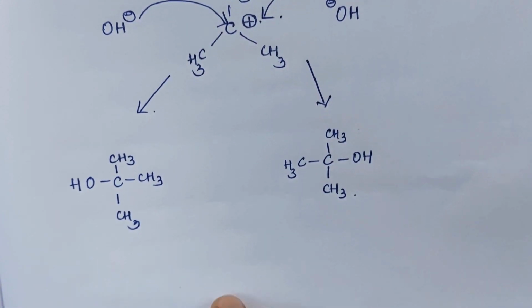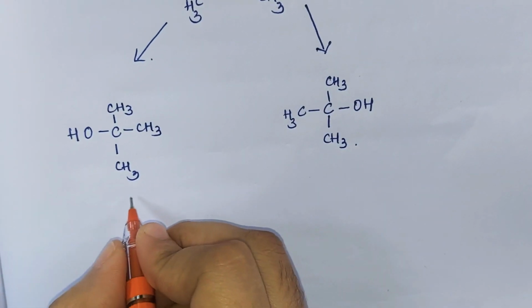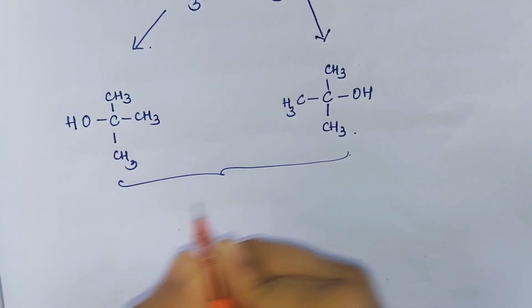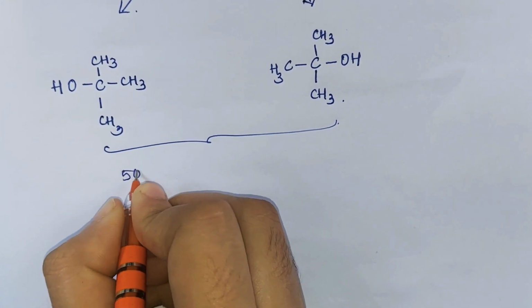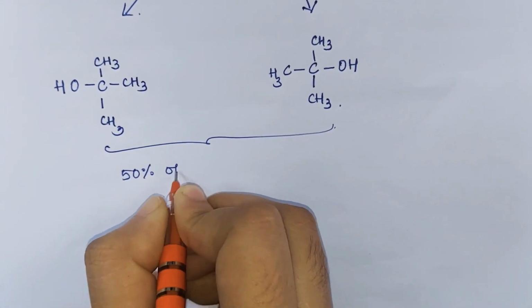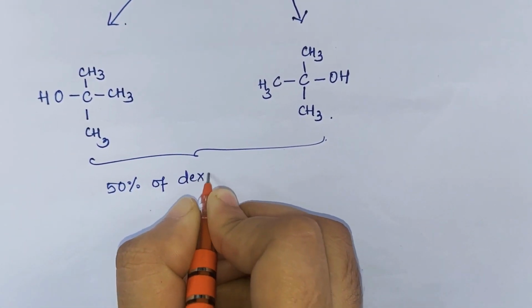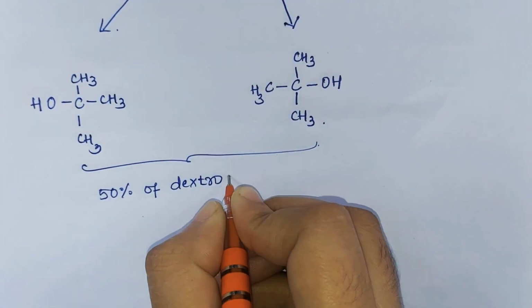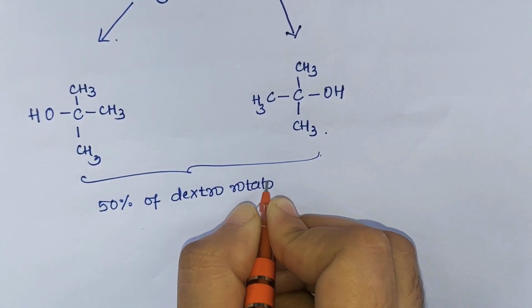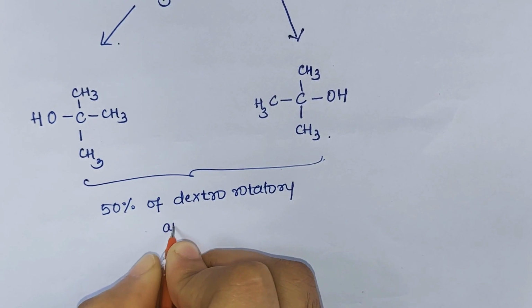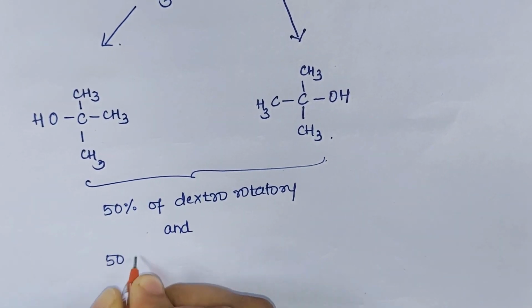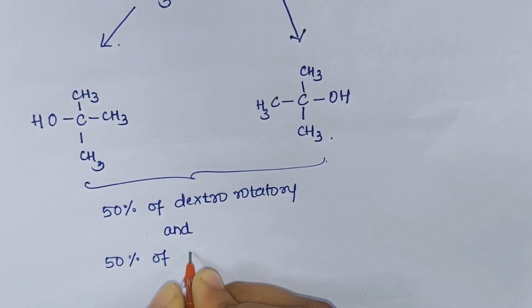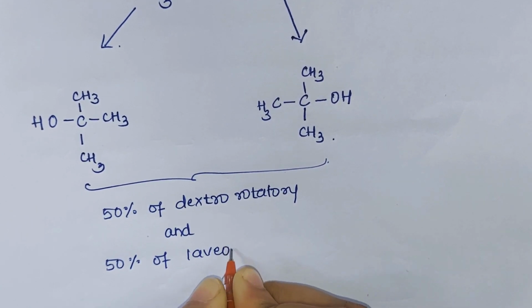So here we get the product with 50% inversion and 50% retention, which means 50% of the dextrorotatory product is obtained and 50% of the levorotatory product is obtained. Don't get confused with the terms dextro and levorotatory. In my next video, I will be discussing optical activity and the terms dextrorotatory and levorotatory.